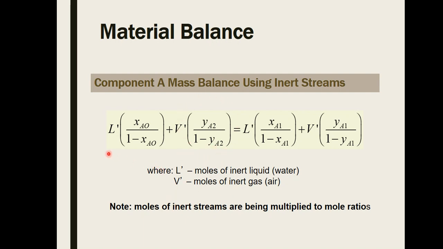Now this particular component balance based on inert streams allows us to solve the problem even if we only get to know two mole concentrations, and the other one we get to solve out of the entire equation that we are provided here. So either of the two will lead to the other mole fraction or mole ratio, provided that of course the initial solvent that enters the column is a pure solvent.